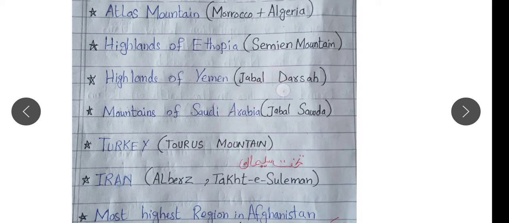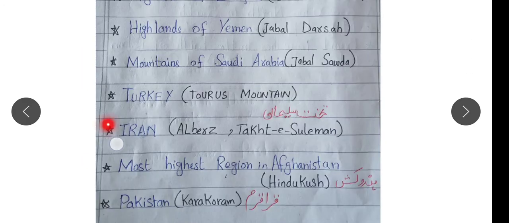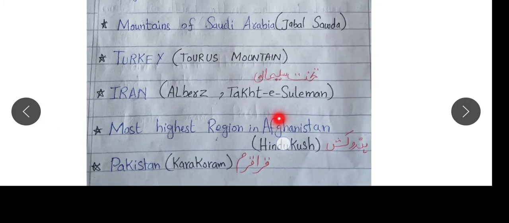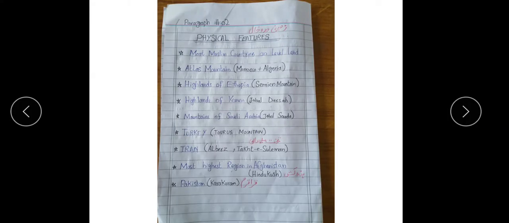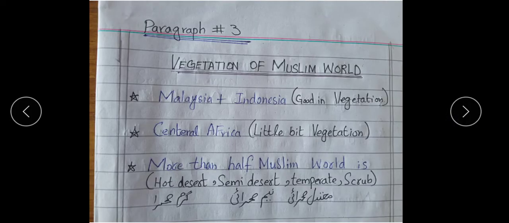So come to eastern, as we have read in the paragraph, that eastern part of Turkey we do have Taurus mountains, and much of Iran is covered with Alborz mountains and Takht Suleiman. And most of highest region in this paragraph, they told us about the Afghanistan and Pakistan, which have Hindu Kush mountain range and Karakoram mountain range. Okay boys, this was all regarding the second paragraph.